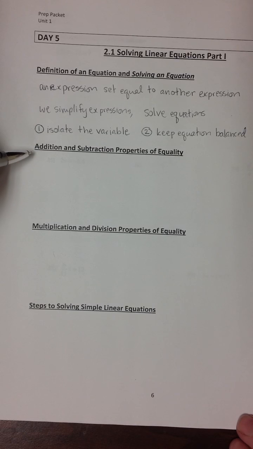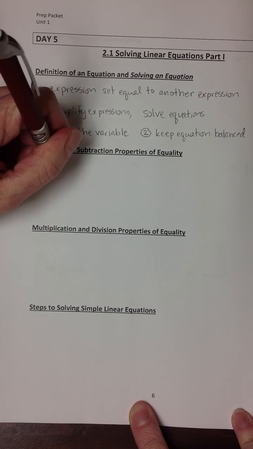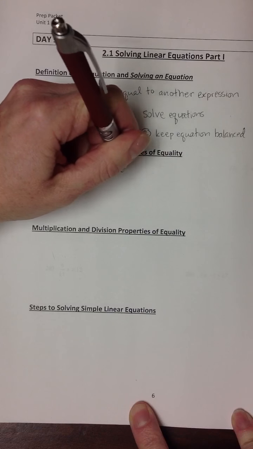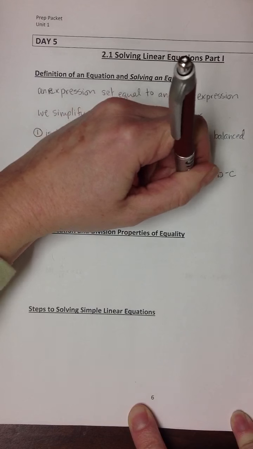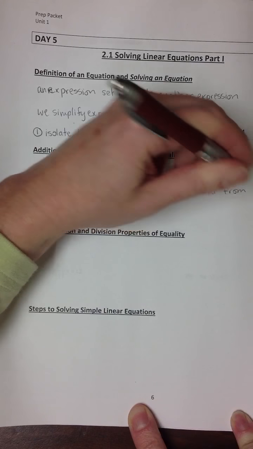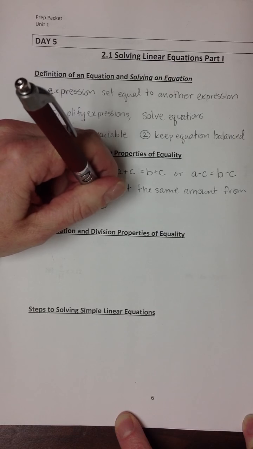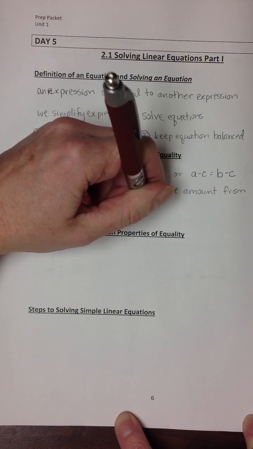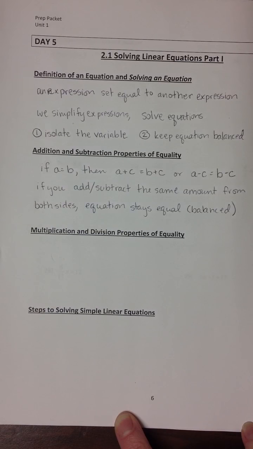Looking at the addition and subtraction properties of equality, what we're saying with those is that if A is equal to B, then A plus C is equal to B plus C, or A minus C would be equal to B minus C. In other words, if you add or subtract the same amount from both sides of your equation, your equation stays equal. So it stays true. Or you could also think of it as it stays balanced.